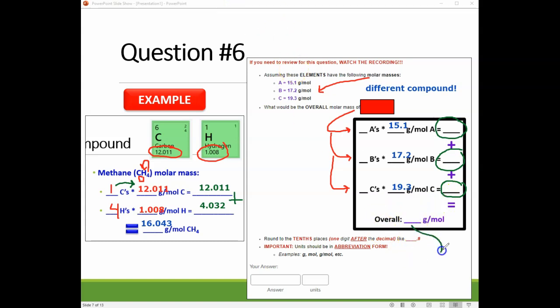Remember that in the first box is where your number goes. You should have 1 decimal place, so make sure you have 1 digit after the decimal. And then units here should be grams per mole, so g/mol, no spaces. All right, go ahead and pause the video and continue playing when you're ready.